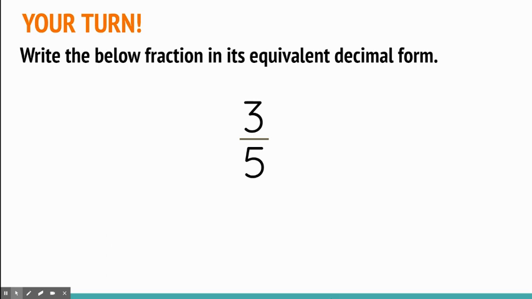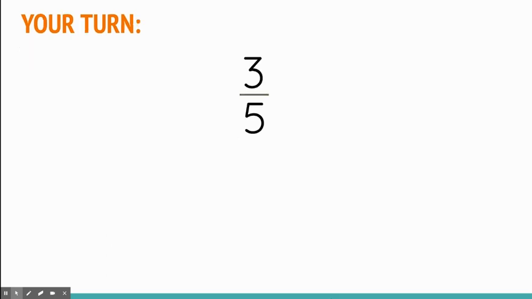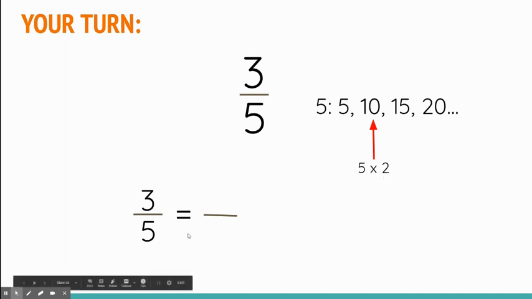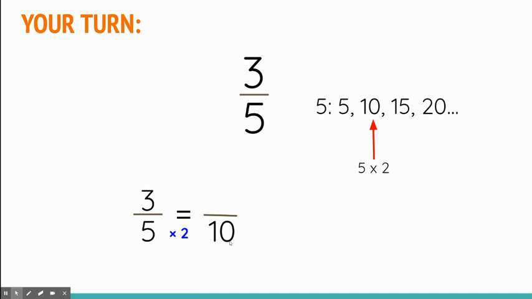So let's talk about how you can find your answer. So again, we're going to start with 3/5. We're going to find a fraction that's equal to 3/5. And we're going to start by listing my multiples of 5. So I have 5, 10, 15, 20, and so on. But again, I just want to get to 10. And I know that 10 is 5 times 2. So I'm going to multiply my denominator by 2 to get 10. And then whatever you do to the denominator, you also have to do to the numerator. So I have 3 times 2 is 6.